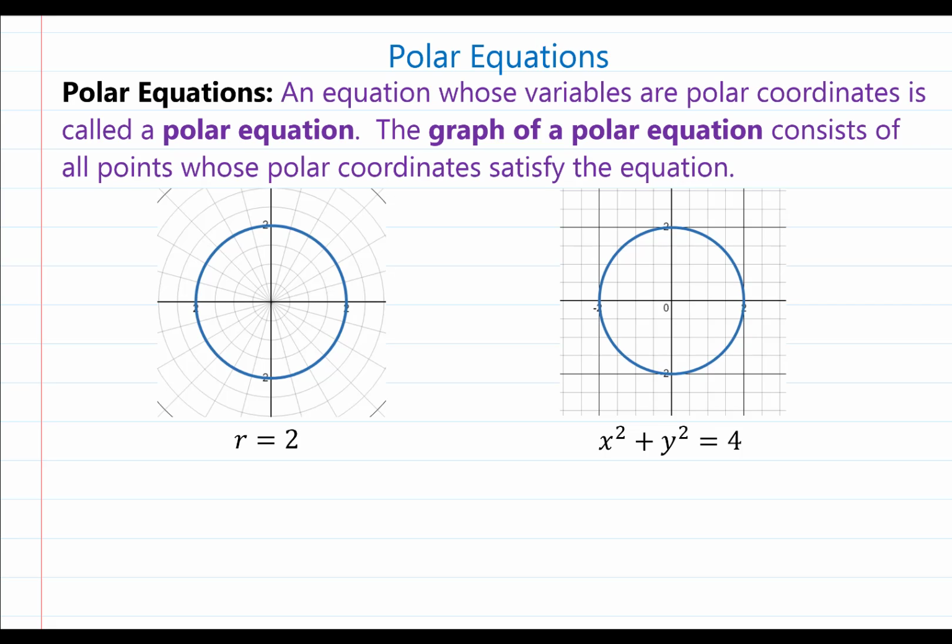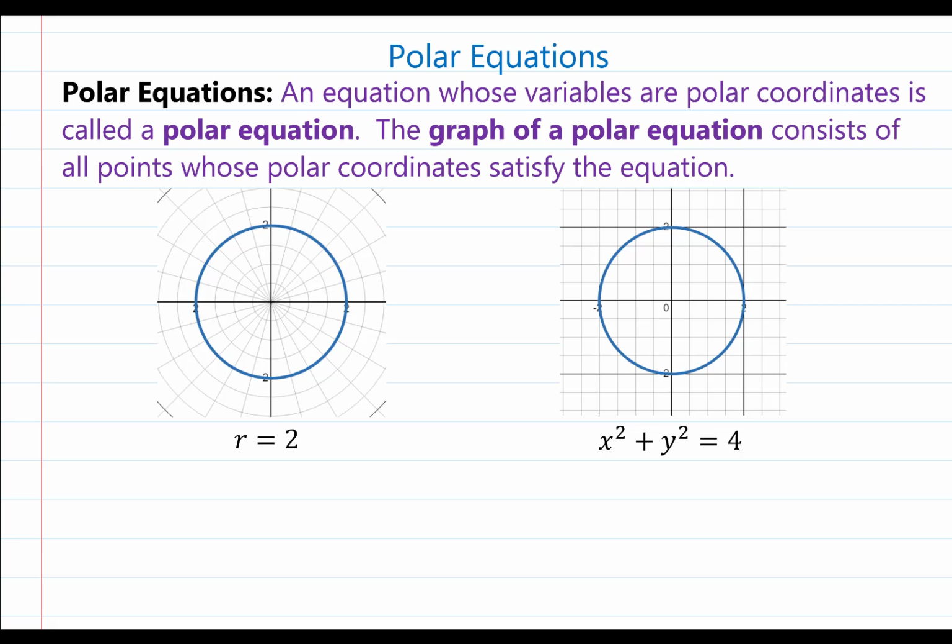So a polar equation is an equation whose variables are polar coordinates. Those polar coordinates are r and theta, r representing a radius, a distance from the pole, and theta being the angle from the initial side, which would be the polar axis, which corresponds to the positive x-axis in the rectangular coordinate plane. The graph of a polar equation consists of all points whose polar coordinates satisfy the equation.